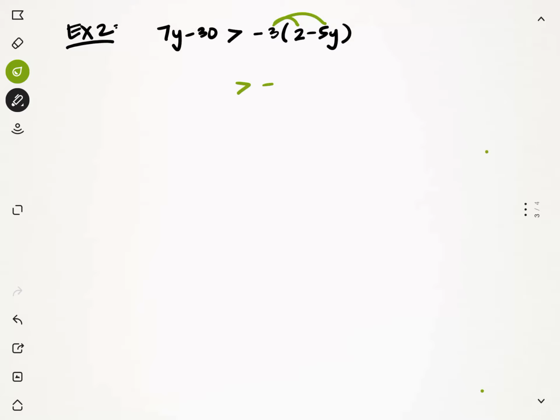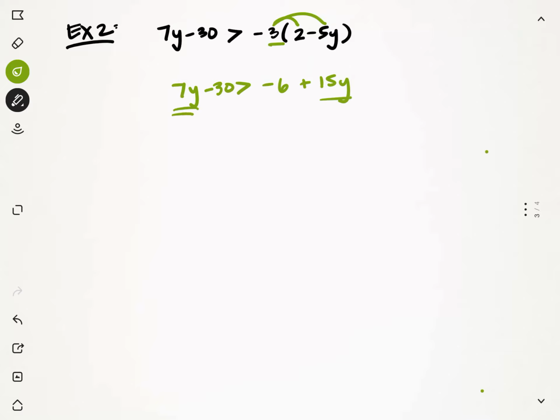So negative 3 times 2 is negative 6. Negative 3 times negative 5 is positive 15y. Be very careful when you have multiple negatives because it's easy to mess it up. And on the left side, we have the exact same thing. 7y minus 30, nothing changed.